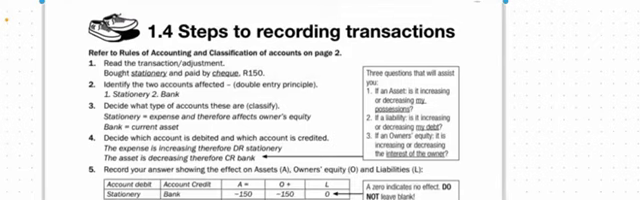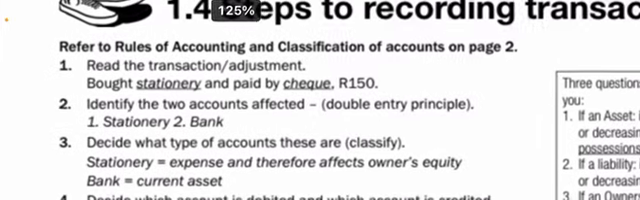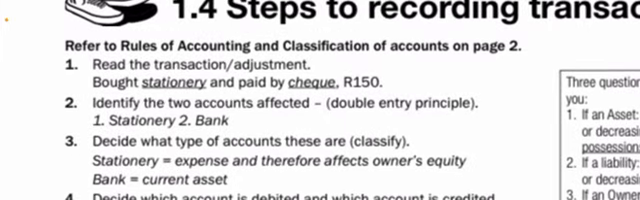Under one there, they say bought stationery and paid by check for 150 rands, okay. So you are buying what? You are buying a trading, no, inventory. All right, let me just try to zoom it in. Yeah, that's much better. So they say read the transaction. So the transaction that we have here is bought stationery and paid by check for 150 rands. You are buying stationery.